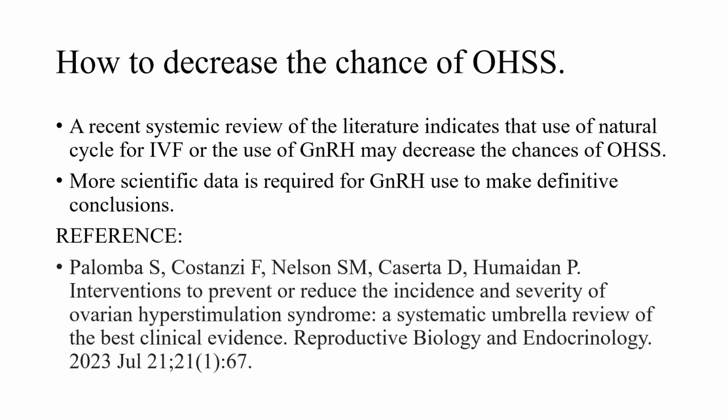A recent systematic review of the literature indicates that the use of natural cycle for IVF or the use of gonadotropin releasing hormones may decrease the chances of ovarian hyperstimulation. However, more scientific data is required for GnRH to make definitive conclusions. If you're interested in this topic of ovarian hyperstimulation, please note the reference below.